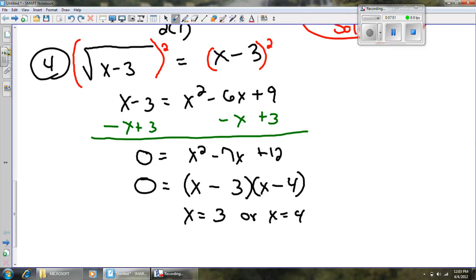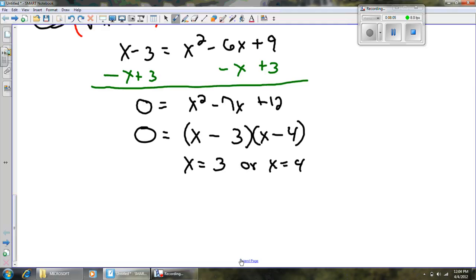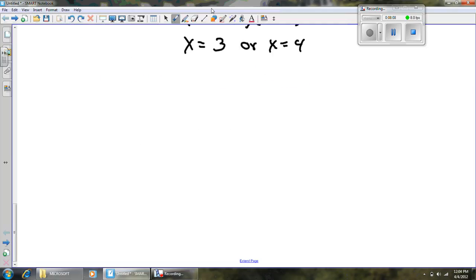Now let me stick 4 in. If I put 4 in, I've got 4 minus 3 is 1. Rad 1 is 1. Over on the right-hand side, I do 4 minus 3, and sure enough, I get 1. Both answers check. I got no strange anomalies. This is a good one. One more, and then we're out of here. So let's go with number 5.